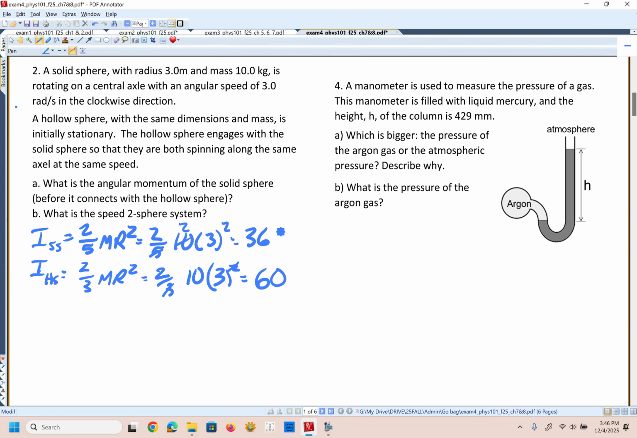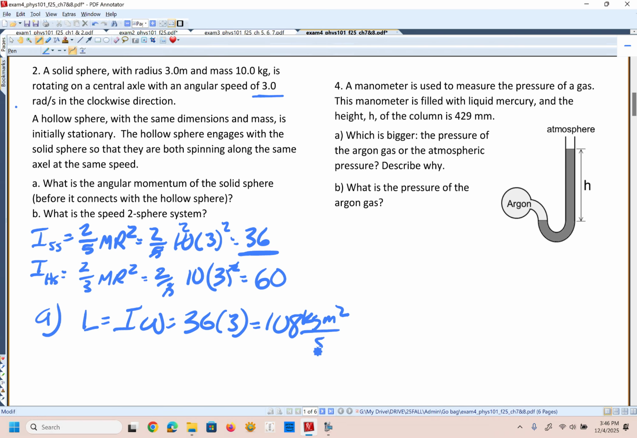The first part is just what is the angular momentum of the solid sphere, it has this moment of inertia, and that is a speed of 3 radians per second. And so to find the angular momentum, it is L equals I omega. That's 36 times 3. That's equal to 108. Oh, what's that? Kilogram meters squared per second.